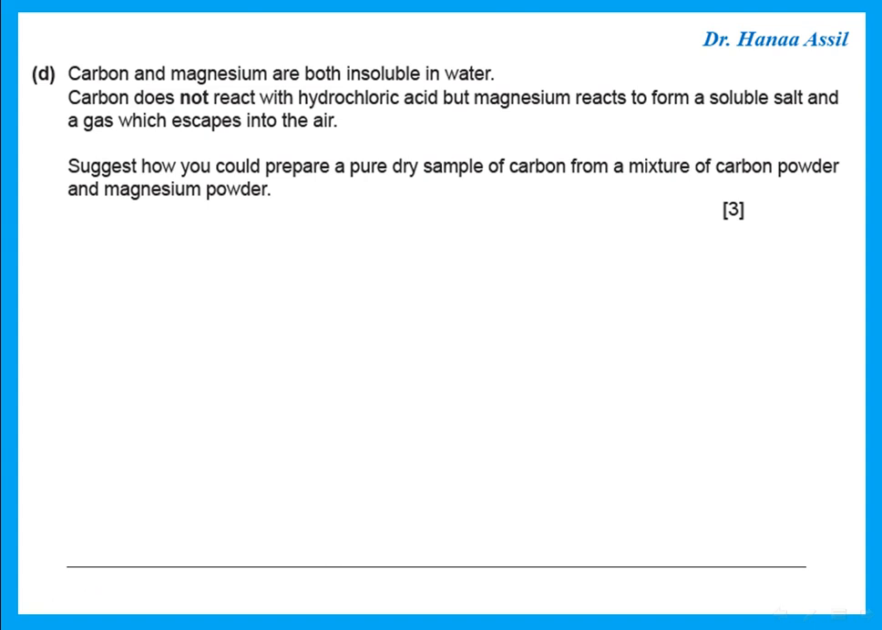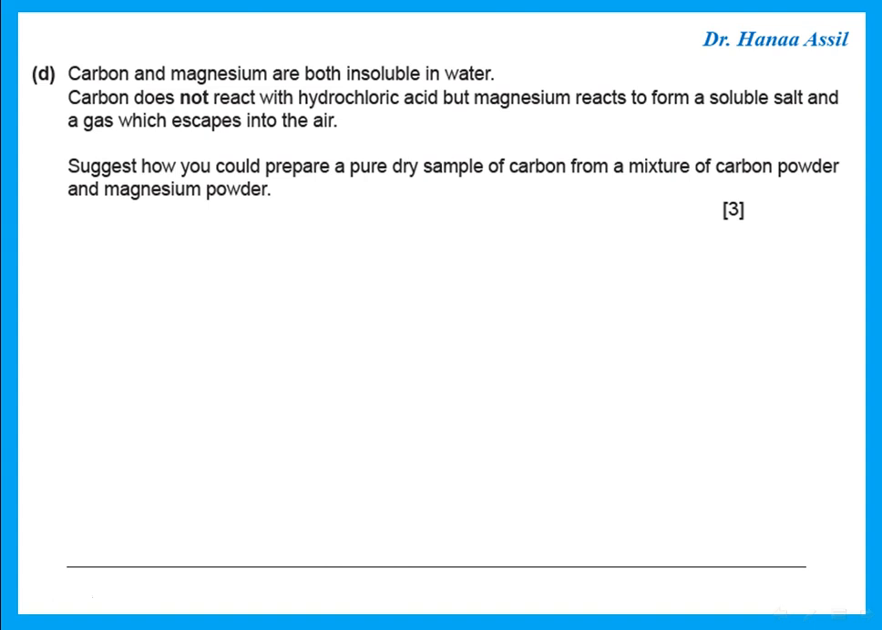Carbon and magnesium are both insoluble in water. Carbon does not react with hydrochloric acid, but magnesium reacts to form a soluble salt. That means magnesium will dissolve in acid, carbon will not. And when it dissolves, it forms a soluble salt and a gas. Of course, magnesium with acid will form the salt and hydrogen gas, which escapes into the air. So state how you could prepare a pure dry sample of carbon from a mixture of carbon and magnesium.